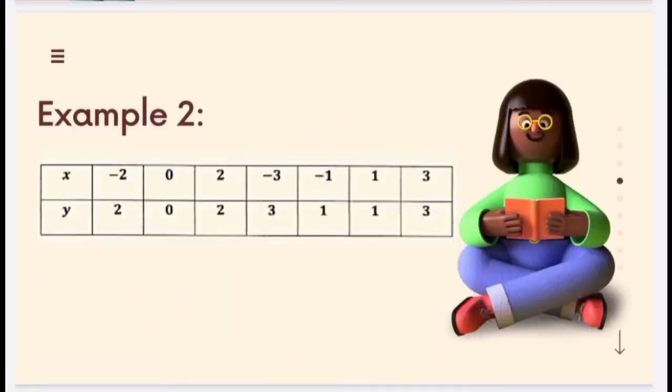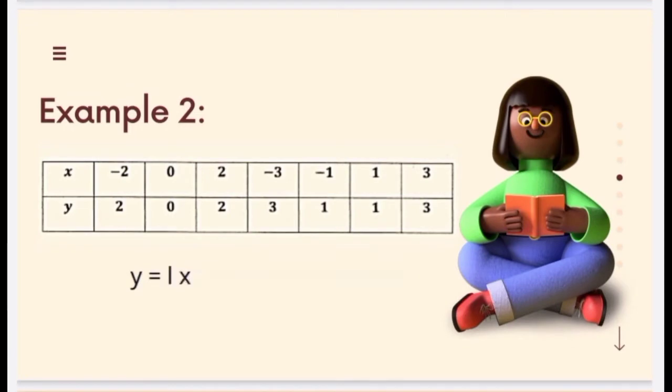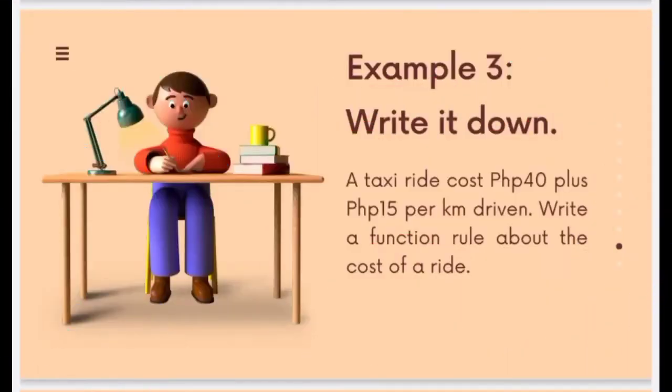As you can see, all the values of x and y are almost the same except for the signs. And the values of y are all positive. This is a special relationship named absolute value. So our function rule would be y equals the absolute value of x, or f of x equals the absolute value of x. Let's now proceed to problem 3.